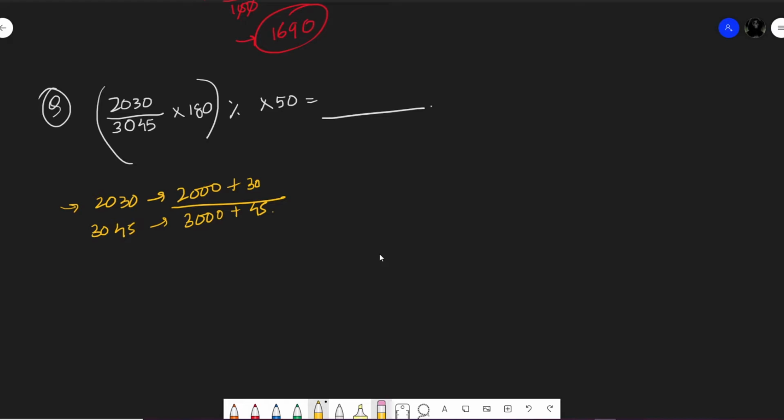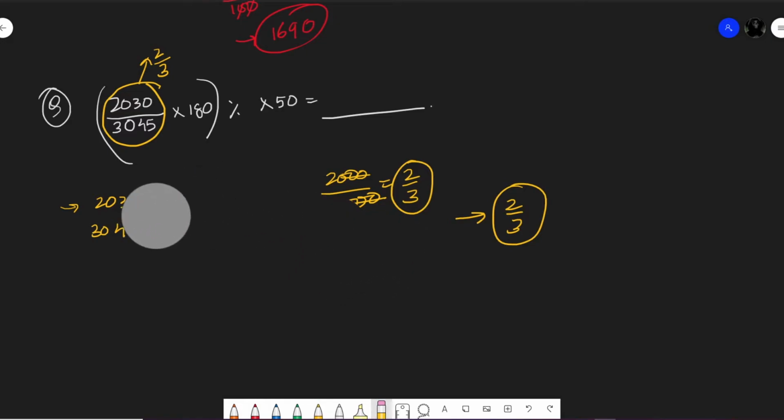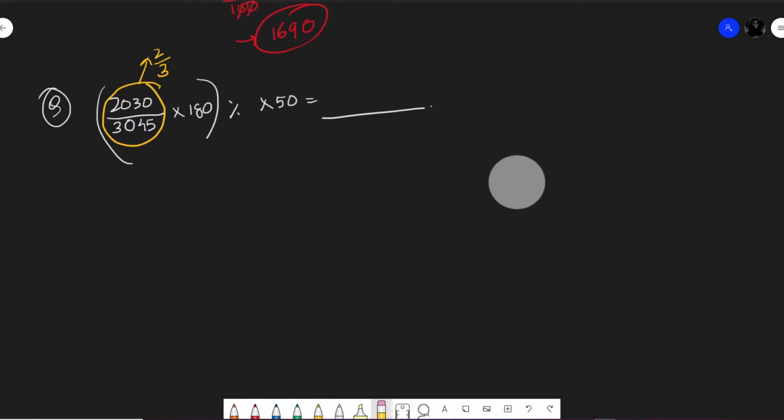So like that, here what is the ratio of 2000 and 3000? The ratio is 2 by 3. And what is the ratio of 30 by 45? If we divide by 15, it becomes 2 by 3, right? So the ratio is the same. So the resultant ratio will also be 2 by 3, right? If we add 2 by 3 and 2 by 3, the resultant ratio will also be 2 by 3. So this whole part becomes 2 by 3. You find it interesting, right?